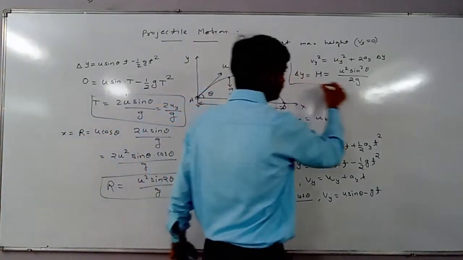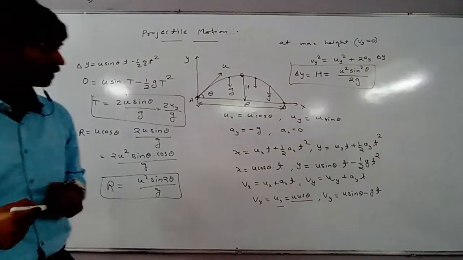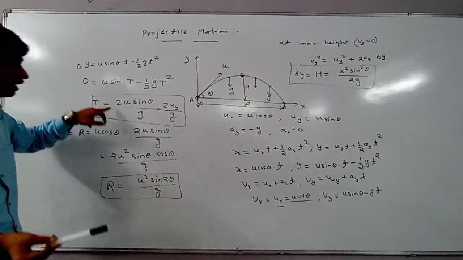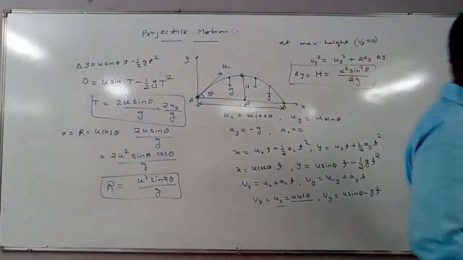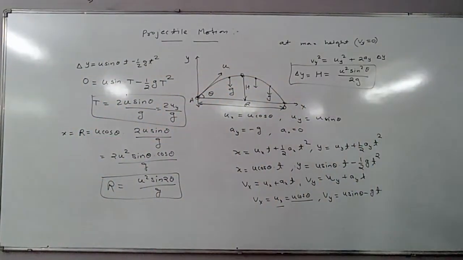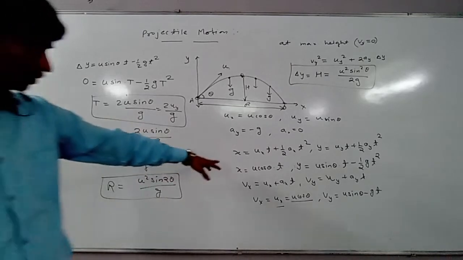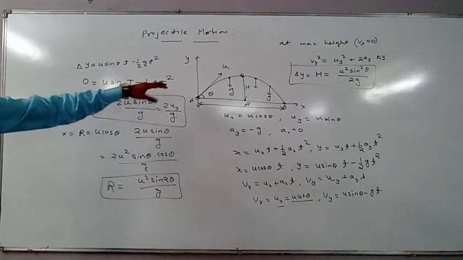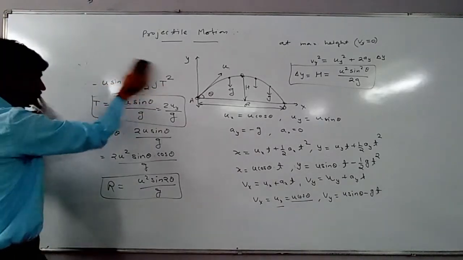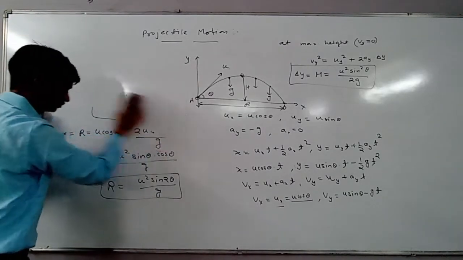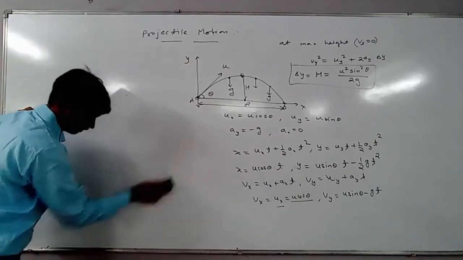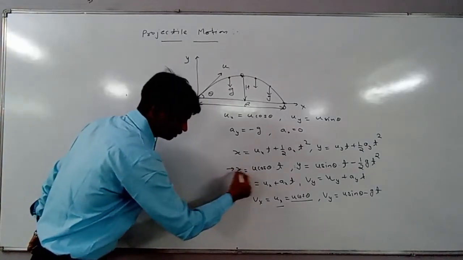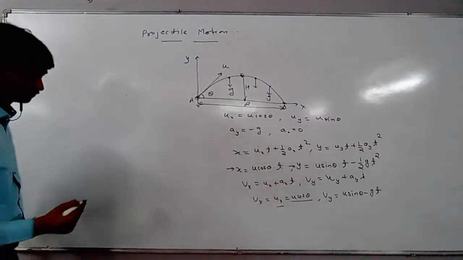So what you need to remember: H, the maximum height of the projectile, R, the range of the projectile, and the time of flight of the projectile. And also x and y. Just write down first. There are other equations, x and y.